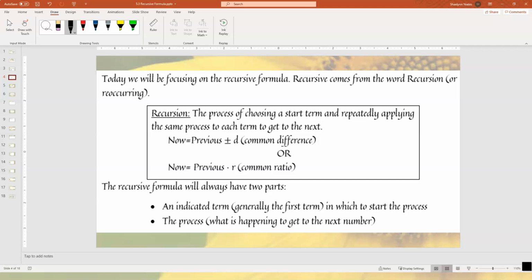The recursive formula will always have two parts: an indicated term. So this could be like a sub 1 equals, and then you'll have a number. Or you could have a sub 20 equals, and it will have a given number, okay? In which to start the process. The process is happening to get to the next number.